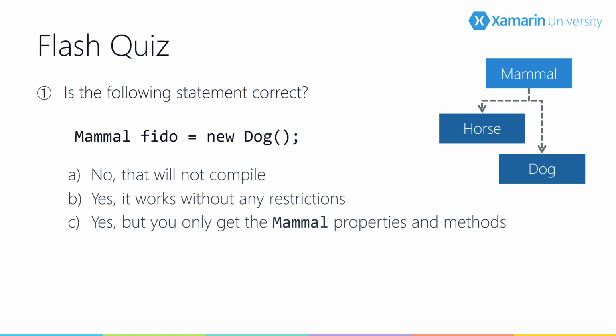So question number 1, is the following statement correct? Mammal Fido equals new dog. And the answer here is C. Yes, but you only get the mammal properties and methods. If you look at the diagram on the right-hand side, you can see horse and dog derive from mammals. So I can definitely assign a reference of a dog to a mammal, but I can only see the mammal things.